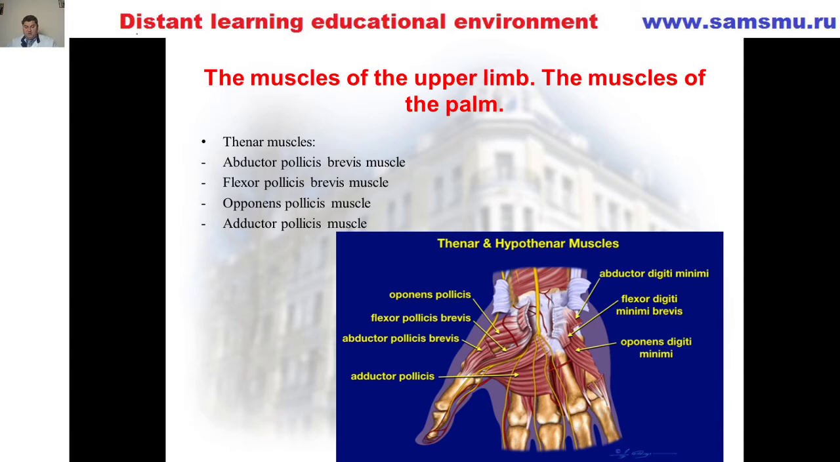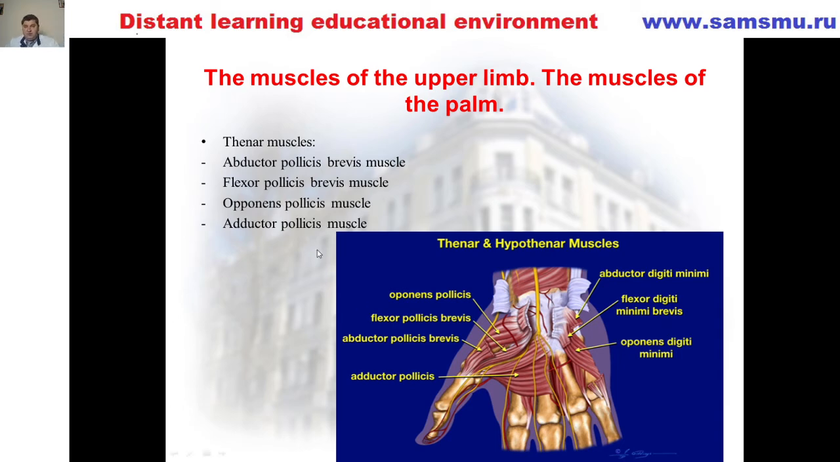The opponens pollicis, musculus opponens pollicis, lies along the radial border of the thenar under the abductor pollicis brevis. It arises from the retinaculum flexorum and the tubercle of the trapezium and attaches to the radial border of the first metacarpal bone. The function is to oppose the thumb by pulling its metacarpal bone to the palm.